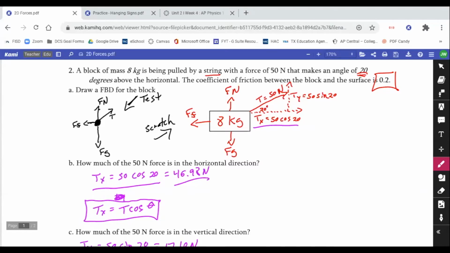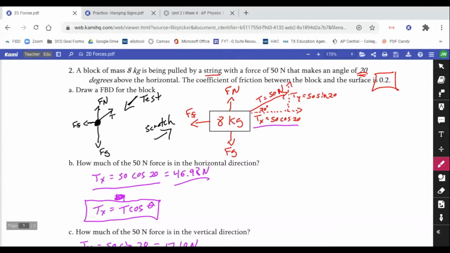It's being pulled by a string with a force of 50 newtons. We've got a coefficient of friction, degrees above the horizontal. All this would indicate it's dragging along the ground at that angle. Well, at least the tension of the string is at that angle. Will we talk about slopes later? Yeah, the very next question. Number 3 is going to have a slope.